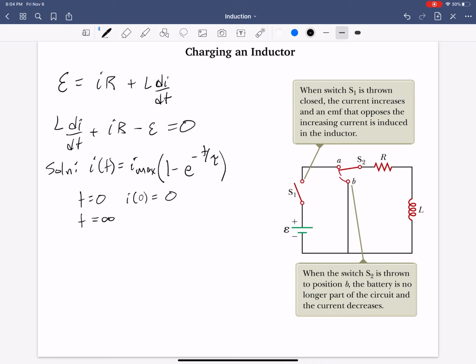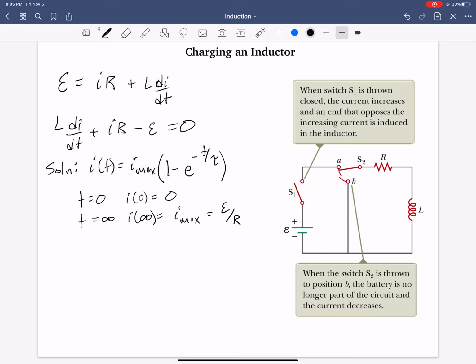If we wait an infinite amount of time, right? Switch S1 is closed. We wait an infinite amount of time for the current to run through the inductor and inhibit charge and counter current and all that stuff. If we plug in infinity, that's 1 minus 1 over e to the infinity, which is 1 minus 0. And that will give us the maximum current, which, by the way, is just epsilon over R. That's the same thing, because we can treat this with Ohm's law.